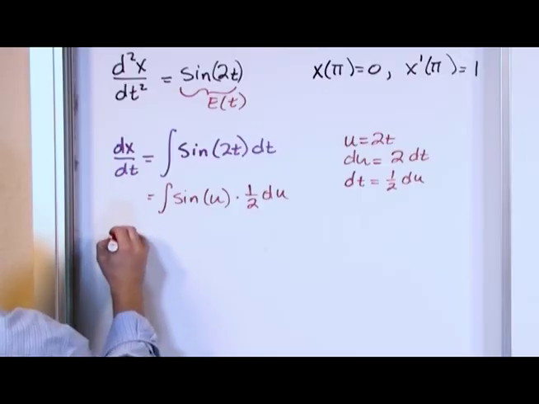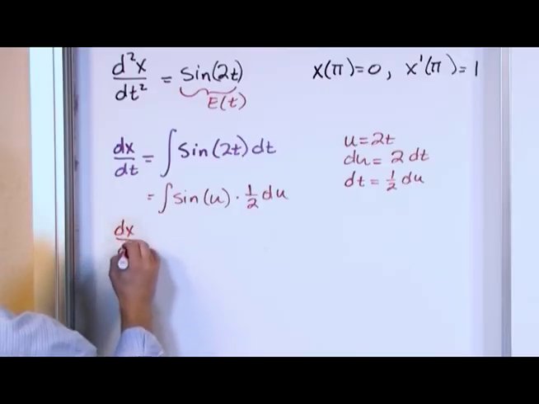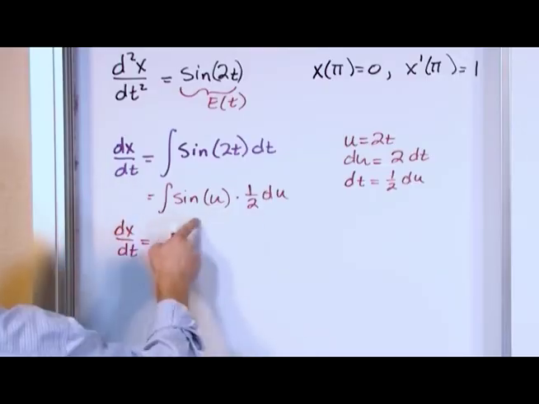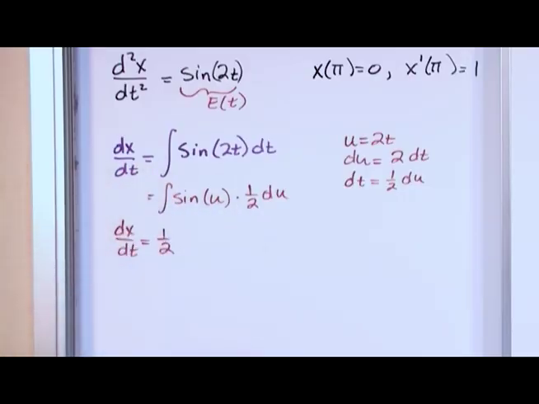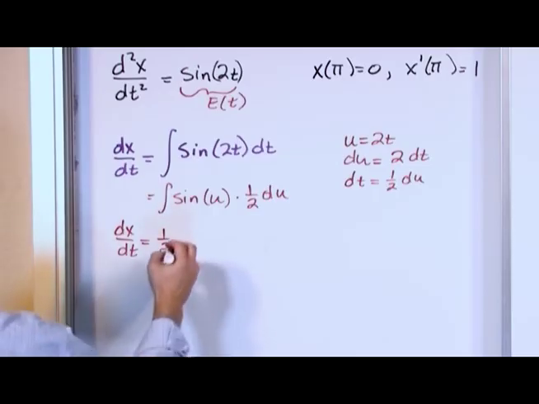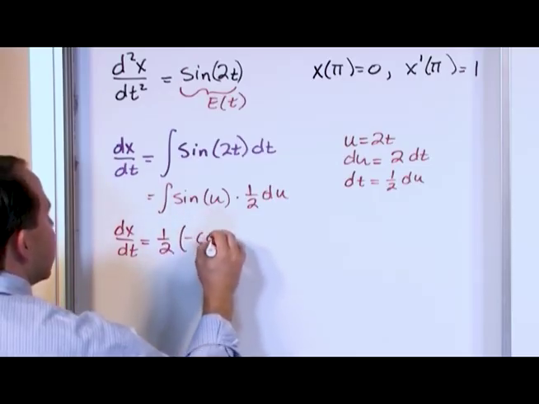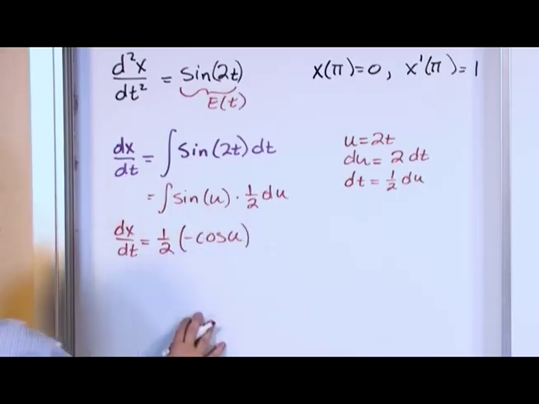Let me rewrite this. dx/dt is equal to, we pull it out, 1/2. 1/2 comes out of the integral. What is the integral of sine? The integral of sine is negative cosine. So write it as negative cosine of u. Right? Now that is the integral. And you can write plus constant of integration, no problem.